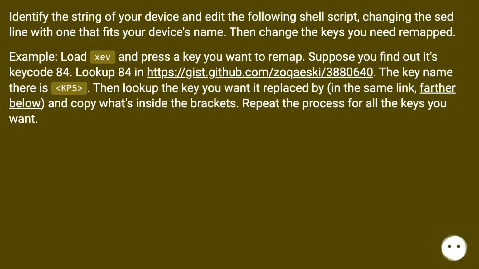Identify the string of your device and edit the following shell script, changing the said line with one that fits your device's name. Then change the keys you need remapped. Example, load xev and press a key you want to remap. Suppose you find out it's key code 84. Look up 84 in this URL.